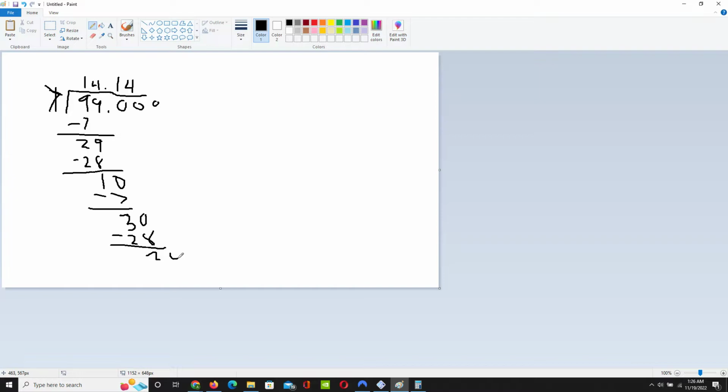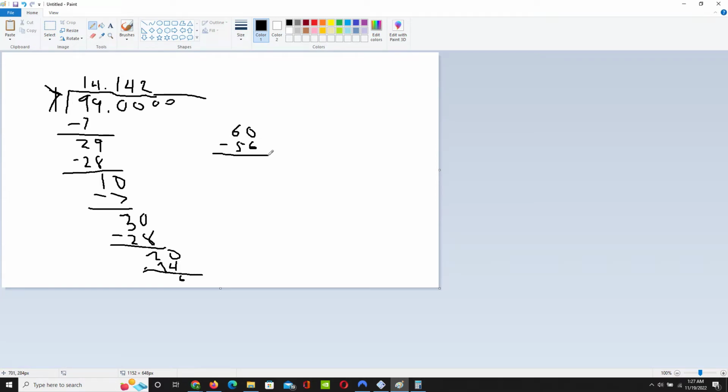We add another 0. We drop it down. How many times can 7 go into 20? That'll be twice. 14. 6. Okay, I'm running out of space down there, so we add another 0. How many times can 7 go into 60? That'll be 8. 56.